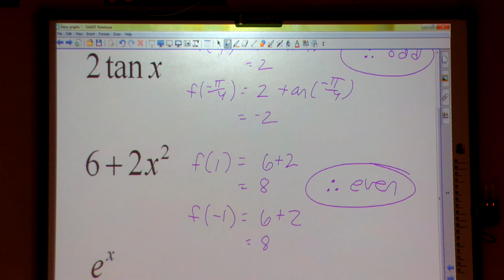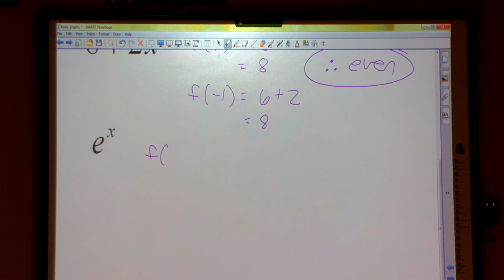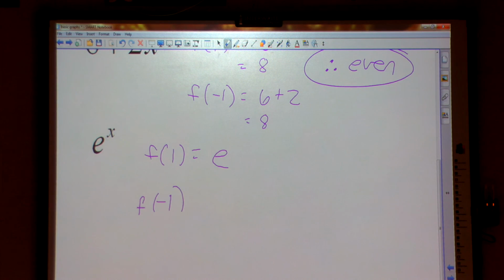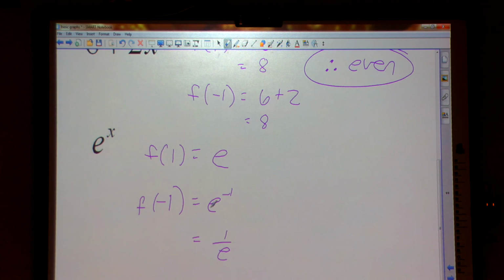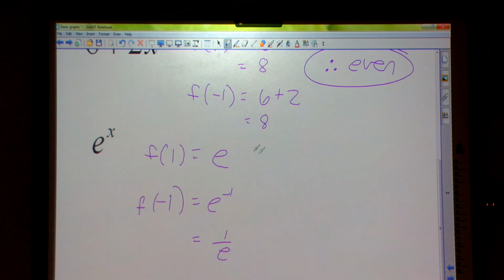e to the x. Well, f of 1 is just e, correct? f of negative 1 is e to the negative 1, which I hope you remember is 1 over e, right? Takes it down. Which obviously that's a fraction. This is not, really. Okay, so they're different values. I don't need a calculator to know exactly what the values are. I just know they're completely different. That's like 1 divided by 2.718. That's 2.718. So very different numbers. So therefore, neither.